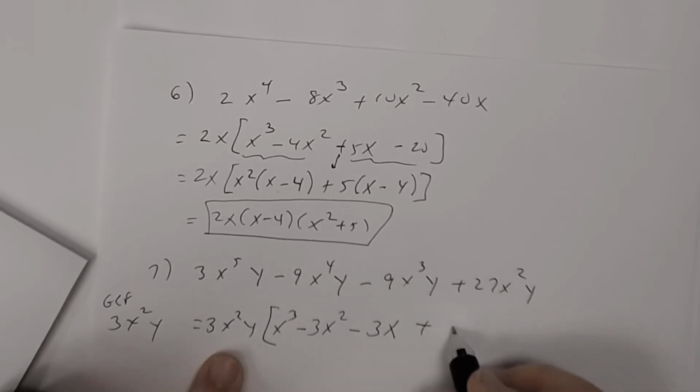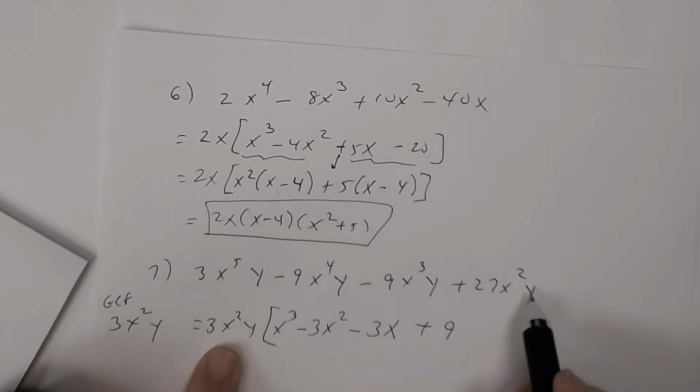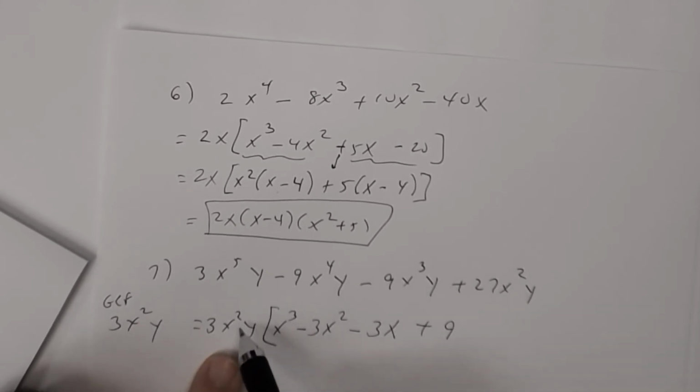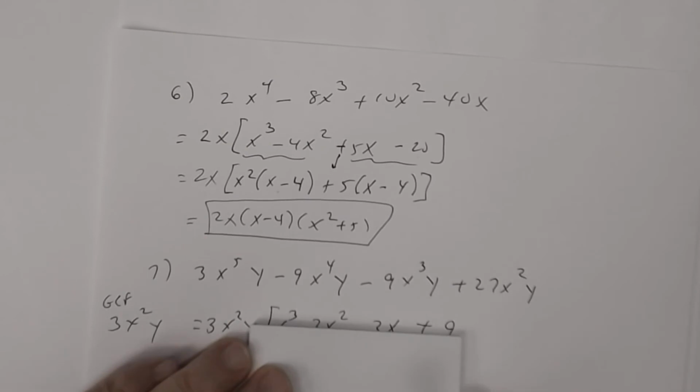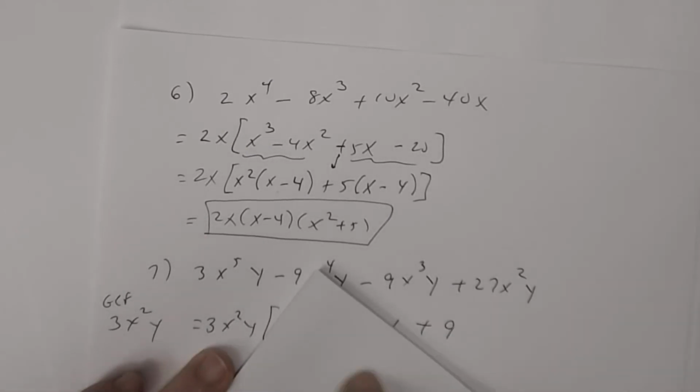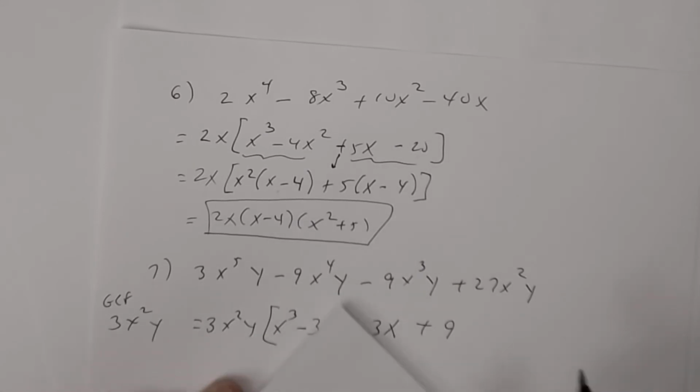Plus 3 times 9 is 27. And then notice I have 2 factors of x here. I factored both of them out, and then I factor out the y. So there you go. That's all you need. Because 3x squared y times 9, to cover this part up the best you can. So notice 3x squared y times 9 is 27x squared y.